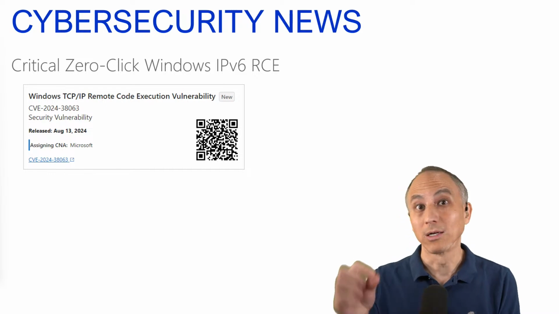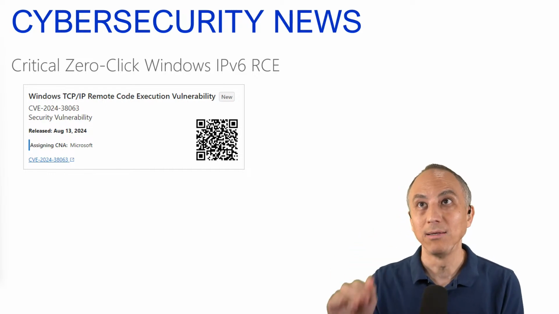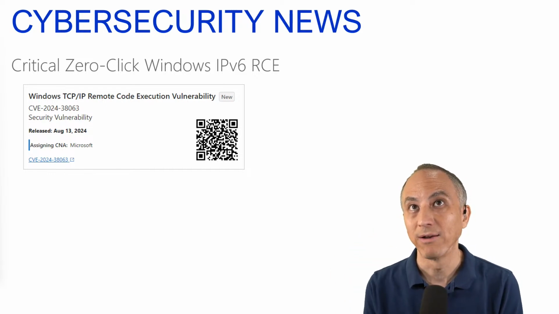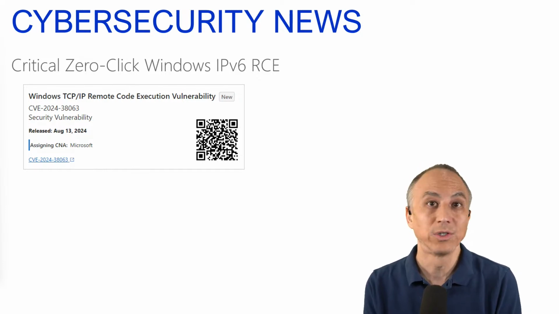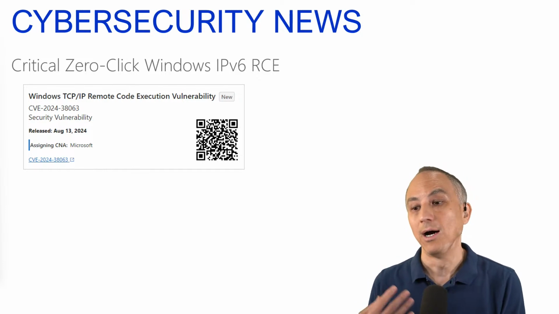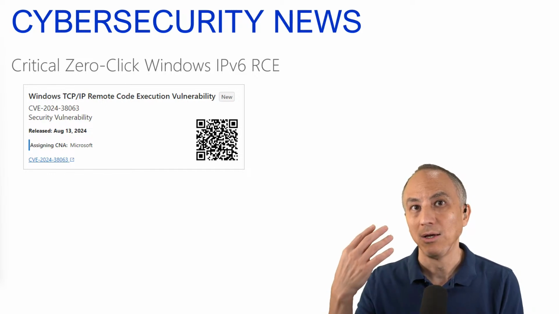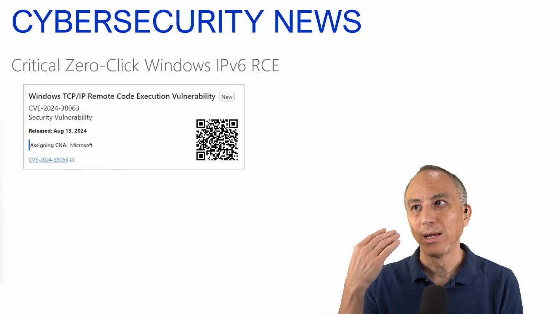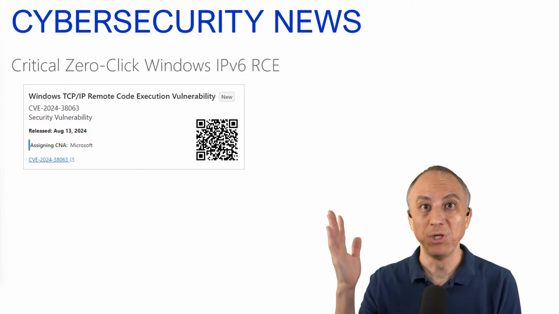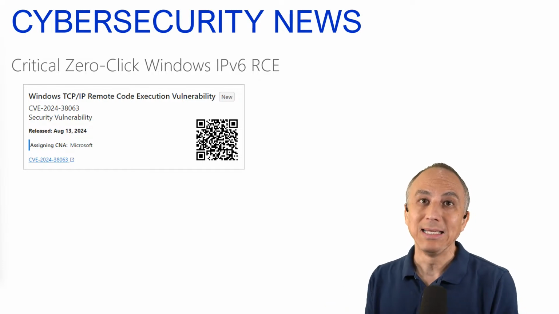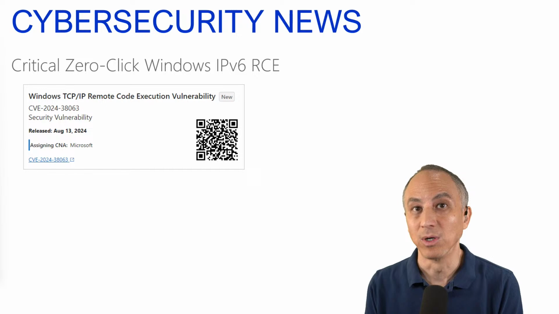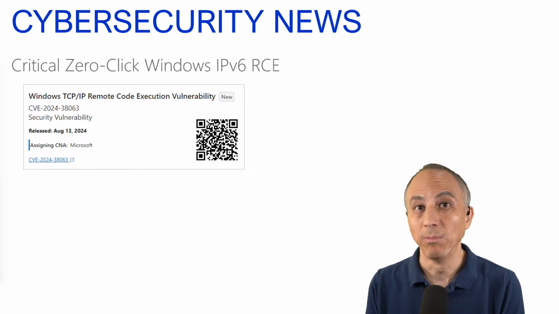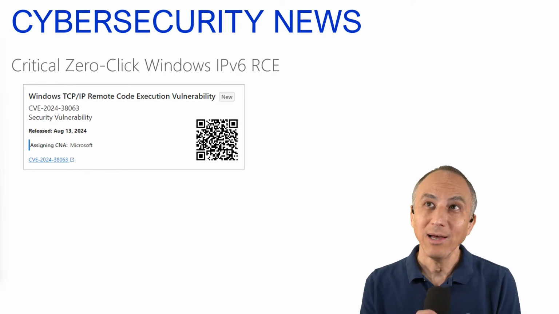A zero-click critical vulnerability, with a 9.8 score out of 10. A critical zero-click vulnerability in all versions of Windows, pretty much. I think Windows 10, Windows 11, and Windows Server, no one is exempt. And it is due to a flaw in the IPv6 network stack, and it is a remote code execution flaw.